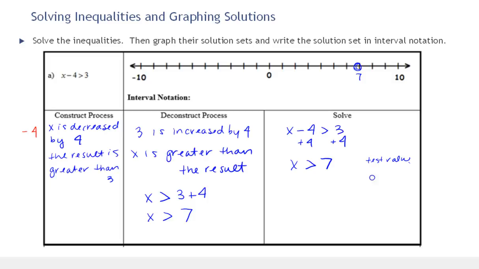So if I picked a test value of 0, 0 is not greater than 7. It's less than 7. So for me, that means I don't need this side. This side isn't true, it's the other side. So I'm going to draw an arrow this way. Okay, I'm actually going to get a highlighter to do this because it's hard to see. Open circle and then arrow to the right.